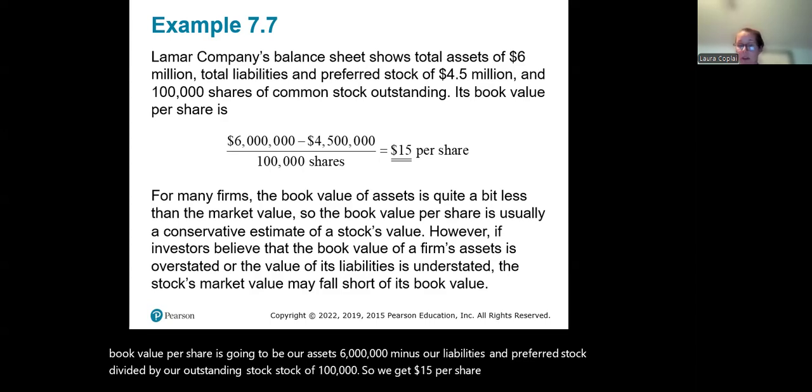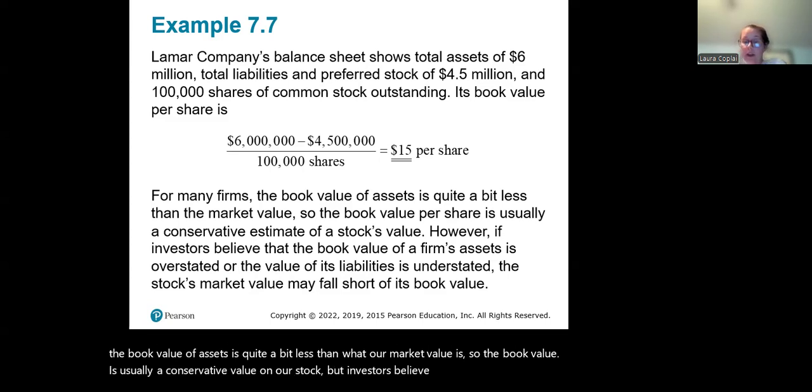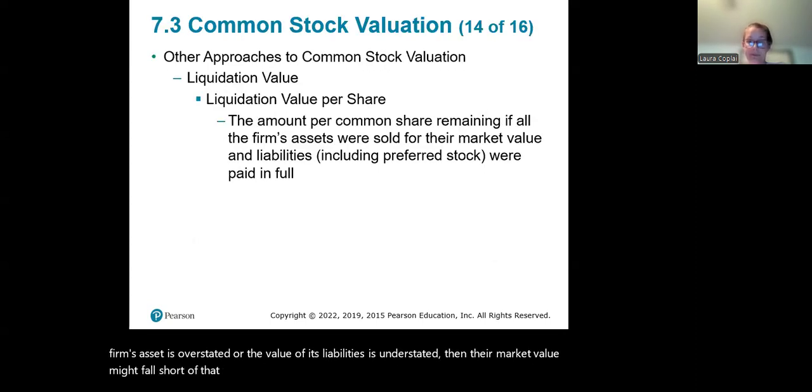So for many firms, the book value of assets is quite a bit less than what our market value is. So the book value per share is usually a conservative value on our stock. But investors believe that if the book value of a firm's asset is overstated or the value of its liabilities is understated, then their market value might fall short of that book value.